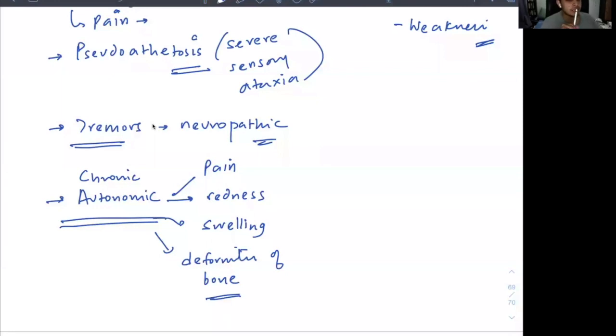So Smriti's asked, how do you differentiate a neuropathic tremor from other tremors? A neuropathic tremor is usually a fine tremor, but just on the basis of tremor characteristics, it's difficult to differentiate. If you find associated neuropathy, then only you call it a neuropathic tremor. So just on the basis of the tremor, it's difficult to differentiate between them.